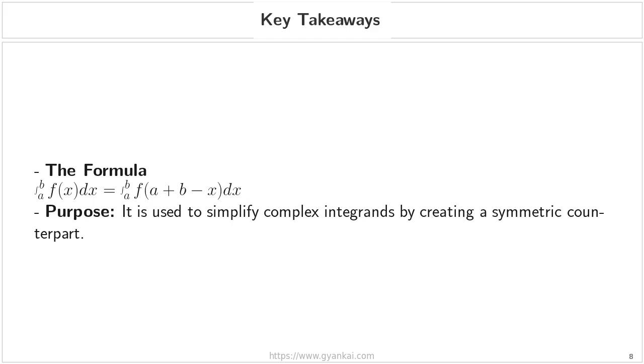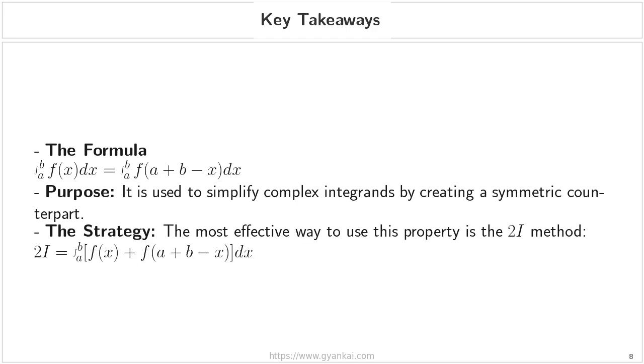Now, purpose. Why do we bother with this seemingly strange transformation? The main reason is to simplify complex integrands. Often, the function f of a plus b minus x will combine with the original f of x in a way that makes the integral much easier to evaluate. It essentially creates a symmetric counterpart that allows for cancellation or simplification.